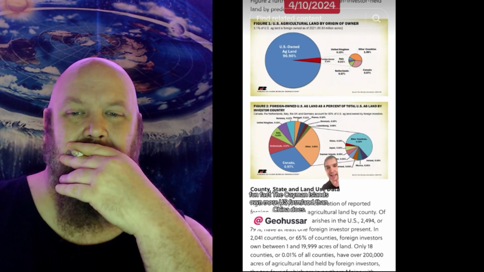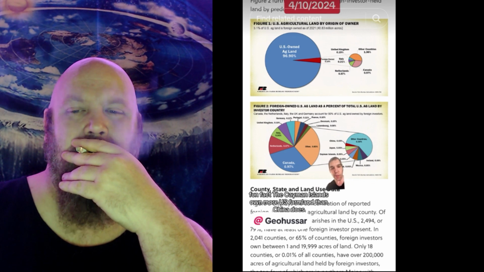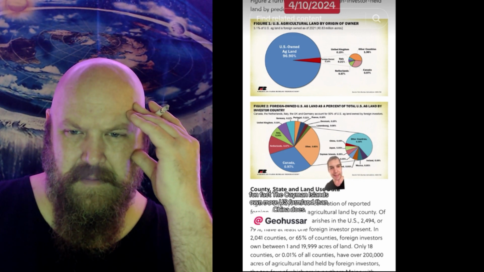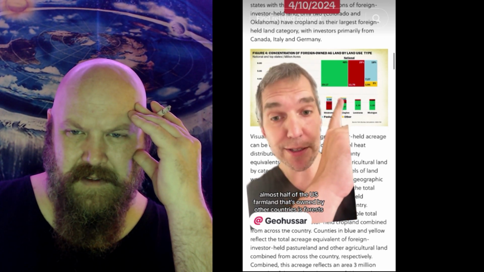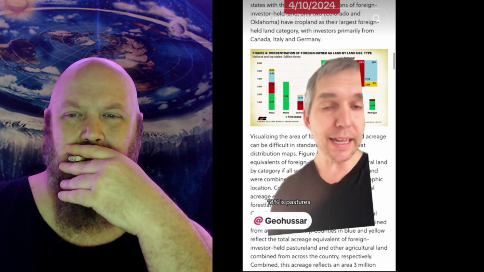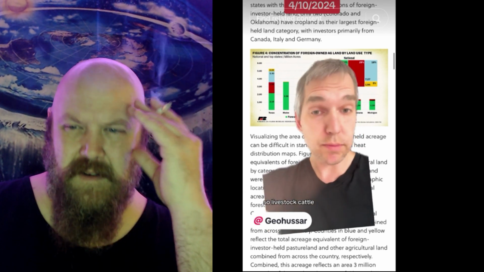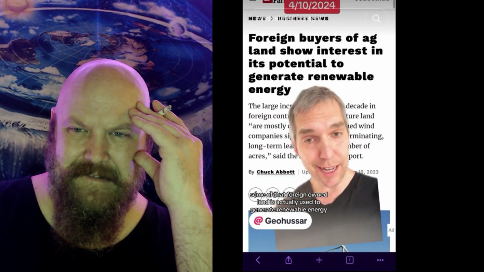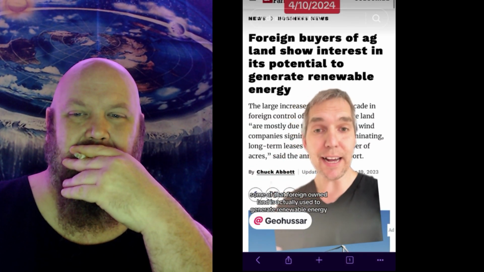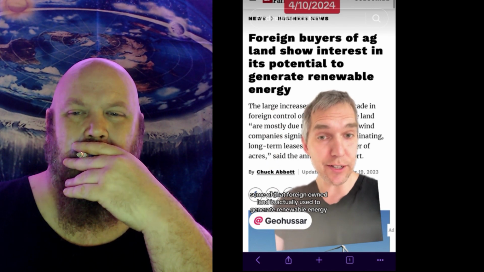Fun fact, the Cayman Islands own more U.S. farmland than China does. Almost half of the U.S. farmland that's owned by other countries is forests. 29% is just crops. 18% is pastures, so livestock, cattle. And a lot of that forest land is purchased in Maine. Some of that foreign-owned land is actually used to generate renewable energy.